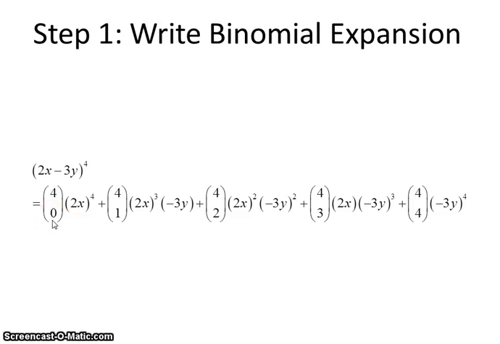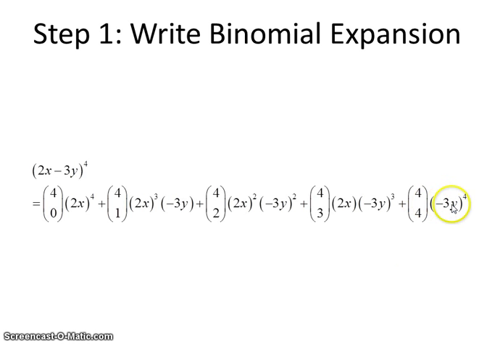Our binomial coefficients are going to be 4 above 0, 4 above 1, all the way to 4 above 4. Our first term is going to decrease as far as the power is concerned. It's going to go from 4 to 3 to 2 to 1 to 0. And for our second term, we have to remember to put that minus together with the 3y. That's going to be our increasing power. So here it's 0 because it's missing. There's a power of 1, the power of 2, 3, and 4.